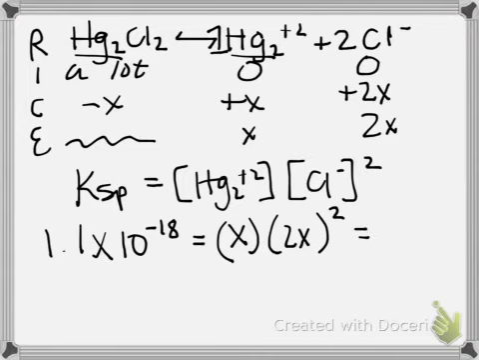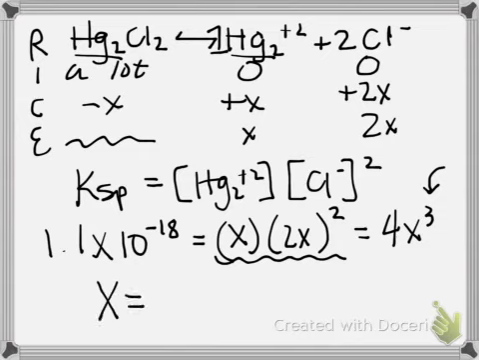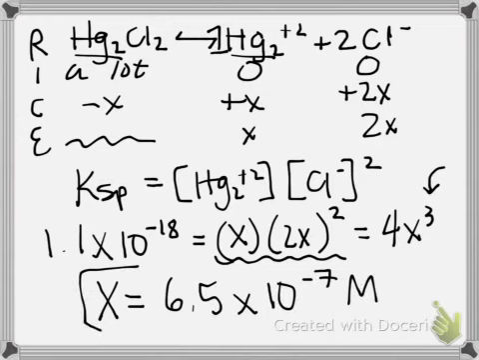When you solve all of that out, we get 4x cubed. So again, to solve for x, you're going to need to first divide by 4 and then take the cube root. To do that, you can do the cube root in your calculator if you know how, or raise to the 1/3 power. So feel free to pause, solve for x. You should get 6.5 times 10 to the -7 molar.